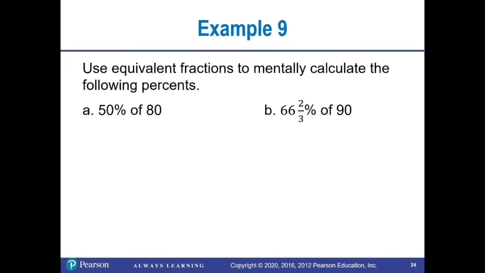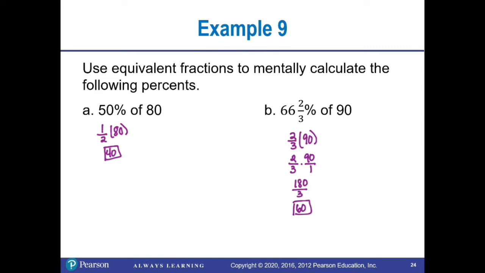Example 9 asks us to use equivalent fractions to mentally calculate our percents. 50% of 80. Well, 50% is half, so half of 80 is 40. Look at part B. 66 2/3% of 90. Well, the fraction equivalent for 66 2/3% is 2/3. So I multiplied 2/3 times 90, or 90 over 1. Multiply the numerators. 2 times 90 is 180, and 3 times 1 is 3. 180 divided by 3 is 60.